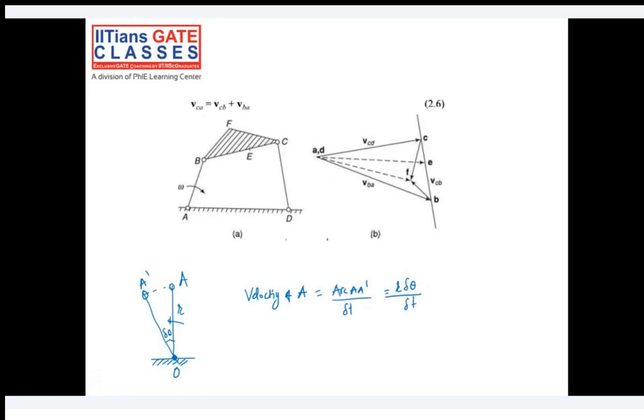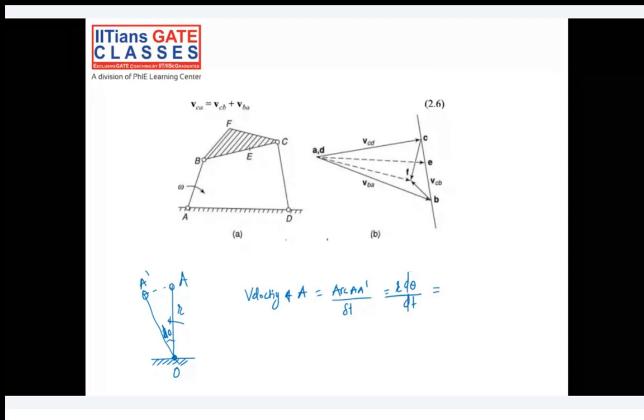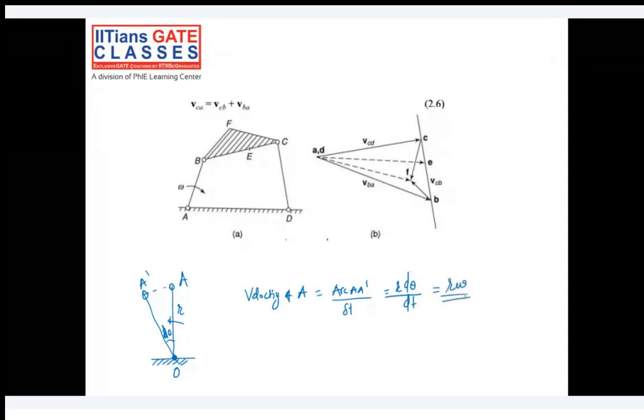And what is the direction of it? The direction of the velocity is perpendicular to the link basically. I'll draw it here to make it more understandable. This is a particular point, let's say O, this point A. So this is your VA. And what is VA? r is this complete distance, and omega is the angular velocity. So r omega will give you the VA.